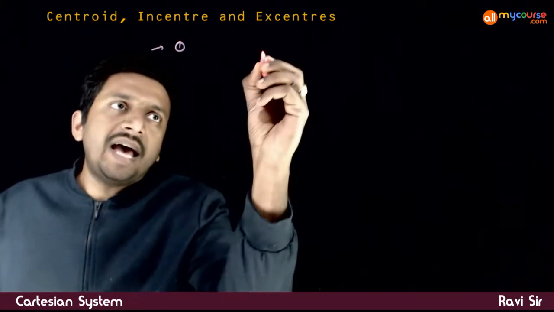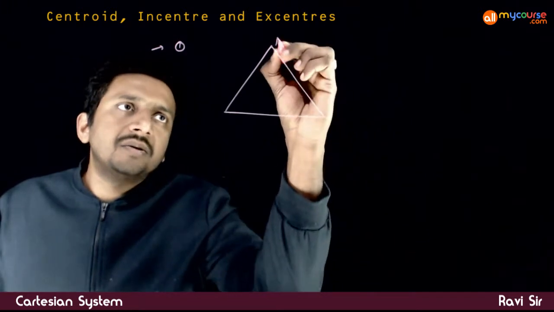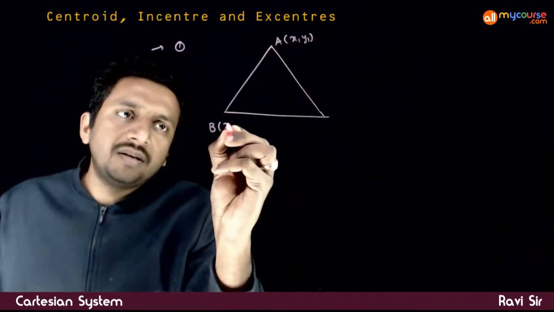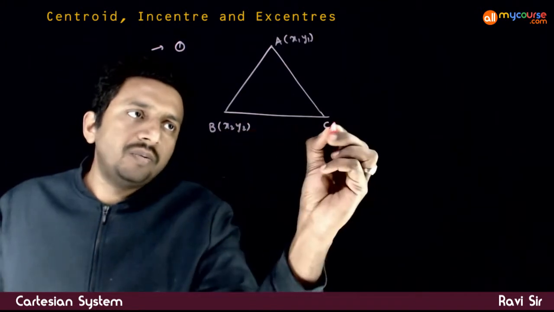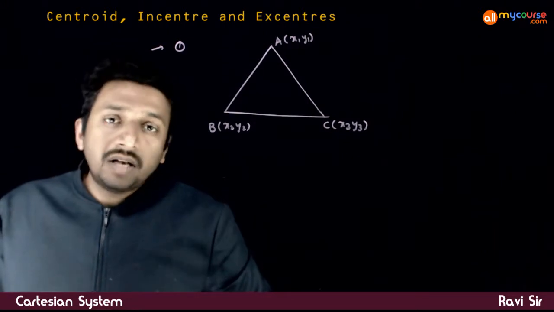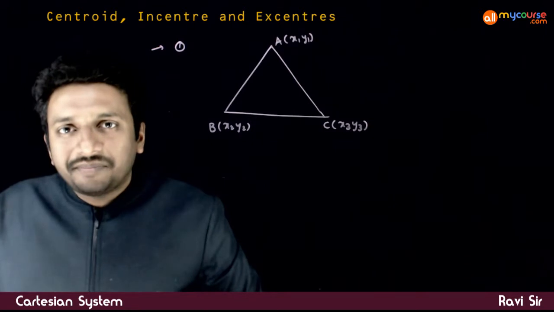So in this video, let us look at the formulas for centroid, incentre and excentres. First, if you have a triangle ABC, let the vertices of the triangle be x1, y1, x2, y2 and x3, y3. Now let us say that you're asked to find the centroid of this triangle.